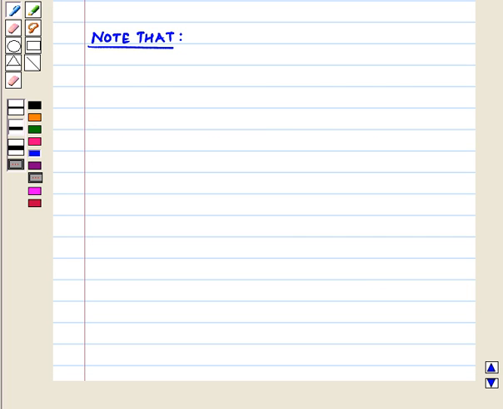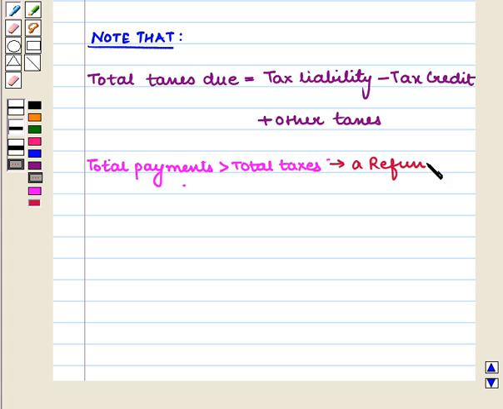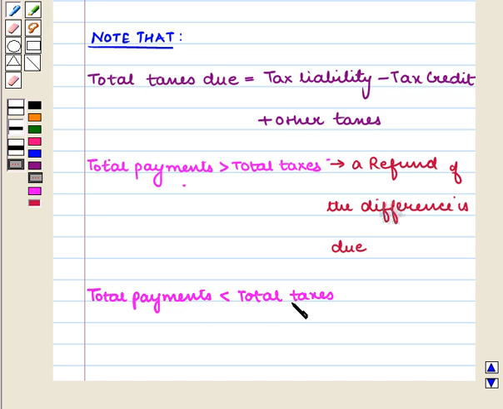So now note that total taxes due is equal to tax liability minus tax credit plus other taxes. If total payments are greater than total taxes, then a refund of the difference is due. If total payments is less than total taxes, then the difference is tax owed.